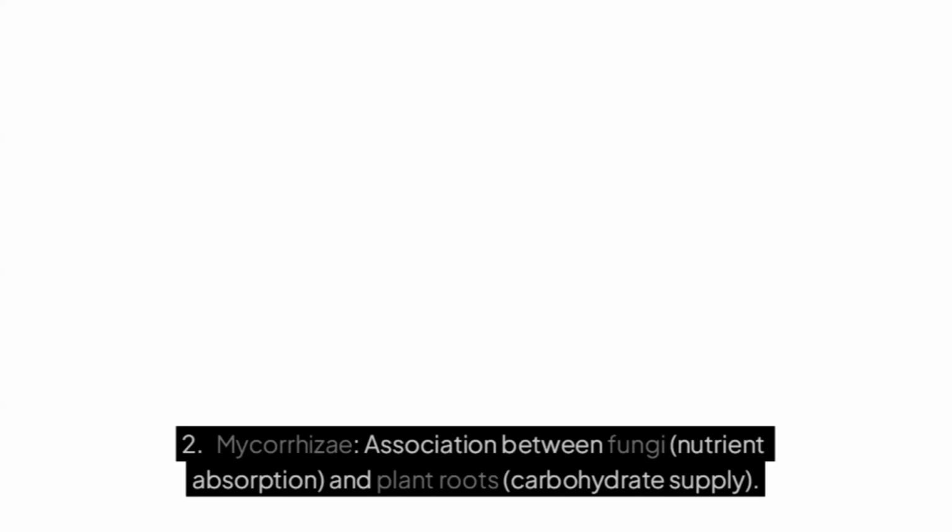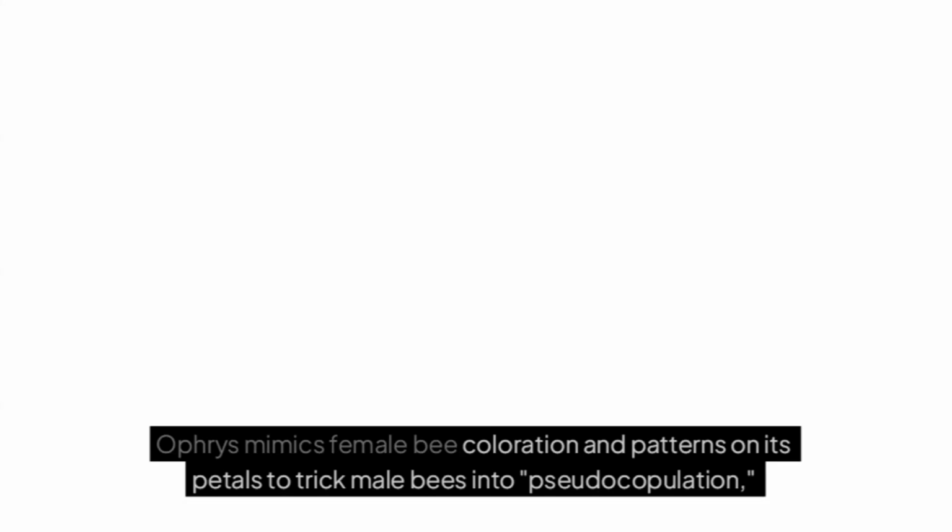3. Plant-pollinator relationships. One-to-one, tight co-evolutionary relationships, such as fig trees pollinated exclusively by specific wasp species that lay eggs in developing fig fruits. 4. Sexual deceit. The Mediterranean orchid Ophrys mimics female bee coloration and patterns on its petals to trick male bees into pseudocopulation, successfully completing pollination.